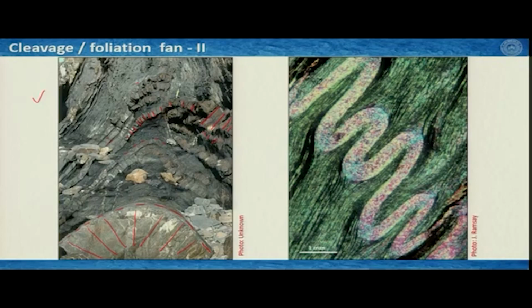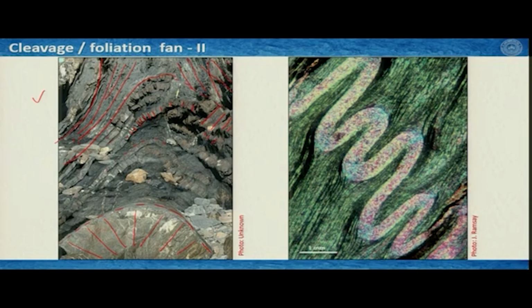However, if I try to look at this incompetent layer, which is this one, this area, it got a little bit eroded, but I clearly can identify that these are diverging away from the fold core. Therefore, these are your perfect example of cleavage fanning, where in competent layers they are converging towards the core, and in the incompetent layers they are diverging away from the core.